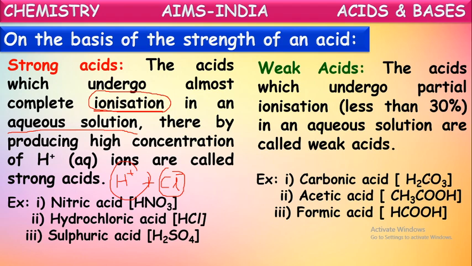Carbonic acid is also one of the weak acids. Based upon the strength, strength is nothing but the number of molecules which ionize on dissolving into water. Based upon this, the strength of an acid depends. If almost all the molecules are ionized, then that acid is said to be a strong acid. If very few molecules are ionized, then that acid is said to be a weak acid. Based upon the strength, two kinds of acids are there: strong acids and weak acids.